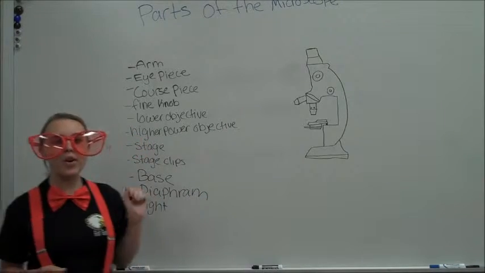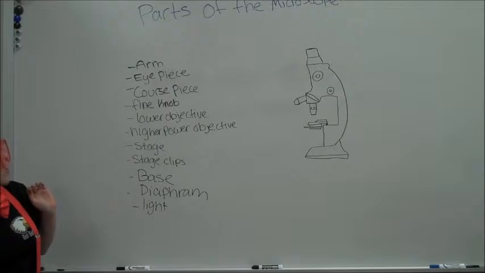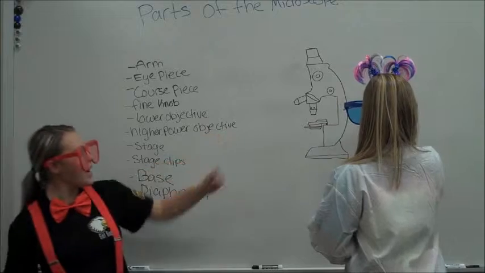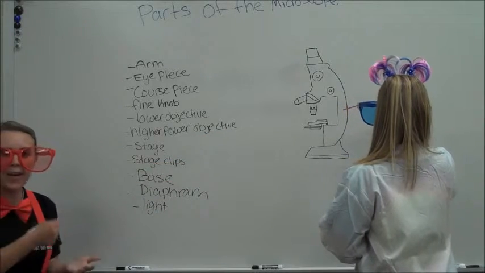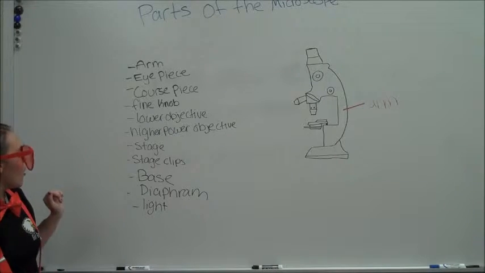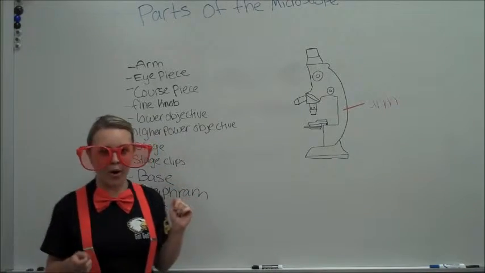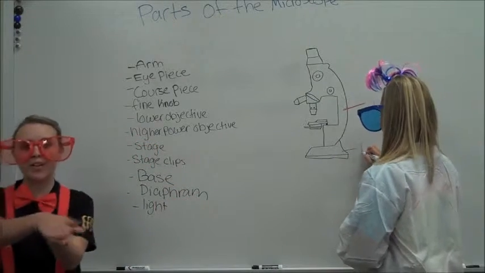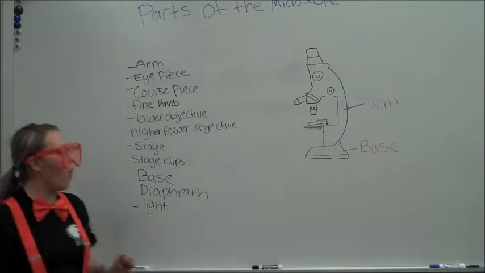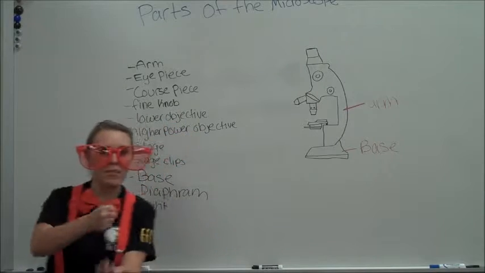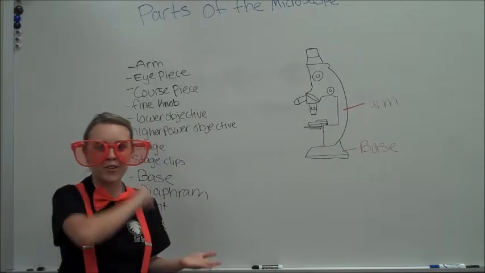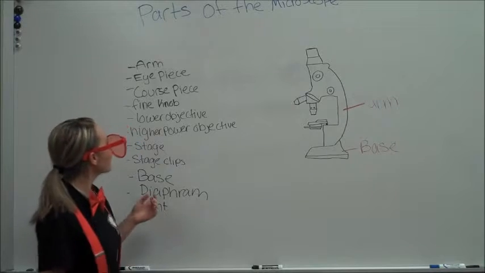Then let me tell you what all the different parts are. First, I'm going to start with the arm piece. Now, the arm is normally what you would carry the microscope by if you were to carry it. Also, we're going to show you what the base part is. The base is what the microscope stands on. When you carry a microscope, always make sure you grab the arm and the base and hold it firmly, and don't horseplay or you'll drop the microscope and that'll be bad.